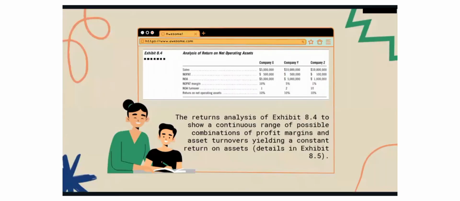So in this exhibit 8.4, it's about analysis of return on net operating assets. The return analysis of exhibit 8.4 shows a continuous range of possible combinations of profit margin and asset turnovers, yielding a constant return on assets. We will discuss this in detail in exhibit 8.5.